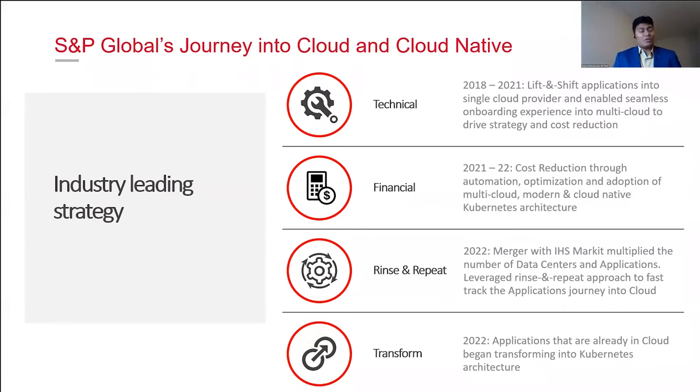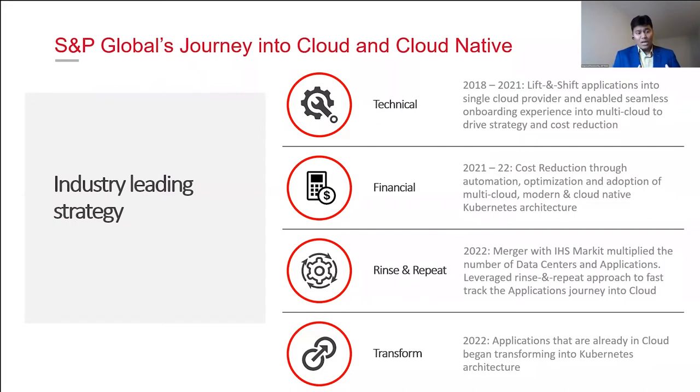Things changed in 2022 with the merger with IHS Markit, where our number of applications and our number of data centers have grown, but the team at S&P Global is very hands-on, and they have very good experience of lifting, shifting, transforming into multi-cloud, as well as deploying the same in the Kubernetes world. So we built this rinse and repeat approach of fast-tracking our remaining application migration journey into the cloud, using the same playbook, where our subject matter experts who had the past experience are now helping to fast-track our remaining applications that came from IHS into the cloud as well.